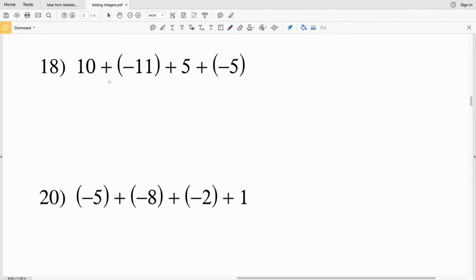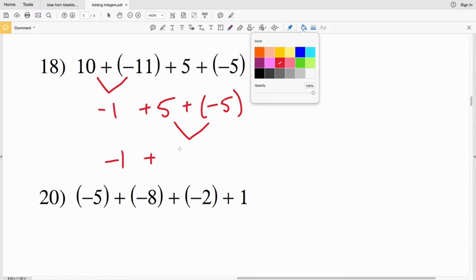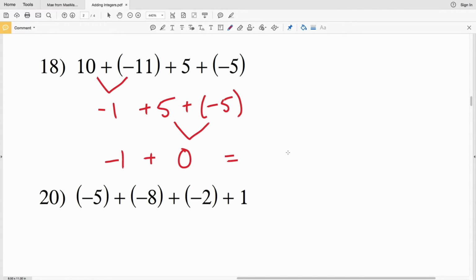Number 18, we have 10 plus a negative 11. That's going to leave us at negative 1. That's like saying 10 minus 11, which puts us past 0 at a negative 1. And then we have plus 5 and plus a negative 5. Let's go ahead and do this 5 plus negative 5 next. So we're going to have negative 1 plus 5 plus a negative 5, which is the same thing as saying 5 minus 5. 5 minus 5 is going to give us 0. So negative 1 plus 0 is negative 1.